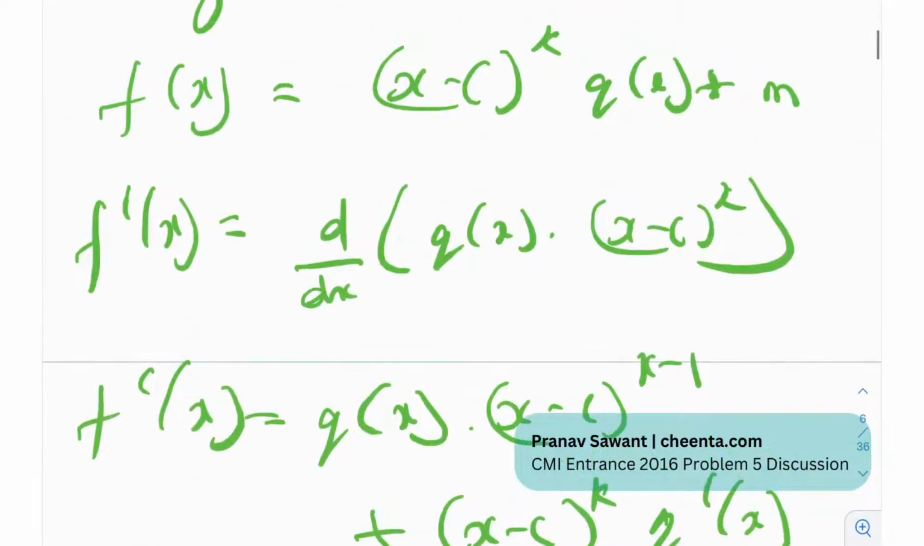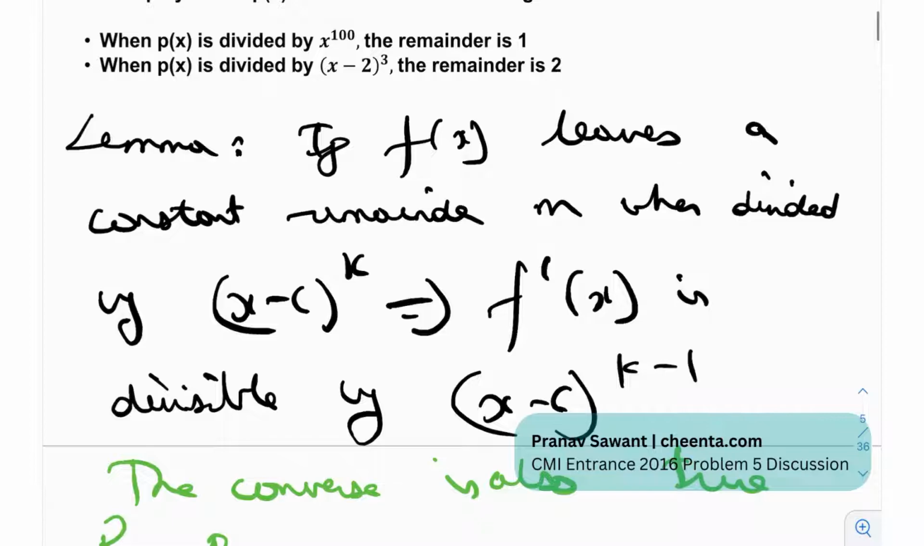What was the problem telling us? Now that we have this lemma, the problem was telling us that when p of x is divided by x to the power 100, the remainder is 1. So this is a constant remainder. Okay, excellent. When p of x is divided by (x minus 2) whole cube, the remainder is 2. Again a constant remainder. So it might be a good thing to apply this lemma.